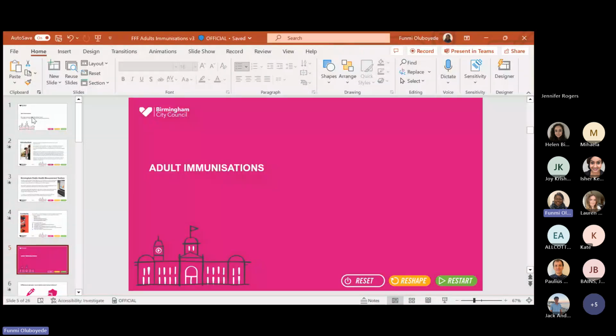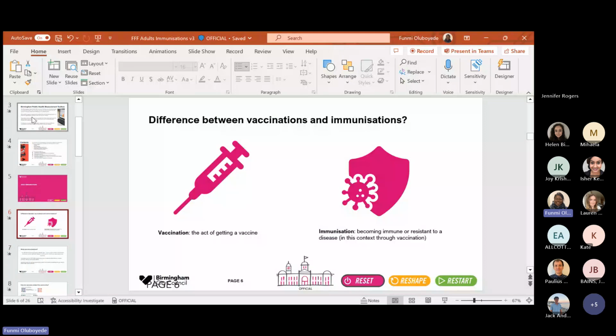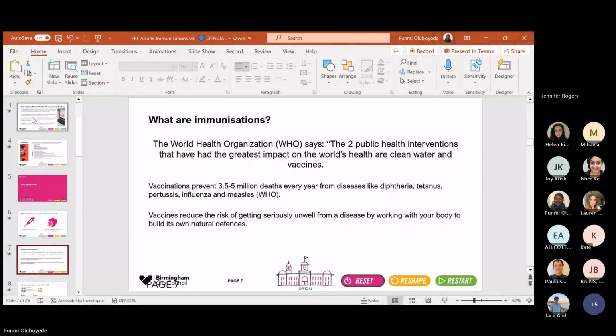So let's get on to talk about adult immunisations. So first, what's the difference between vaccinations and immunisations? So vaccination is the act or action of getting a vaccine. And immunisation is when you become immune or resistant to a disease. And in this context, that's through the act of vaccination.